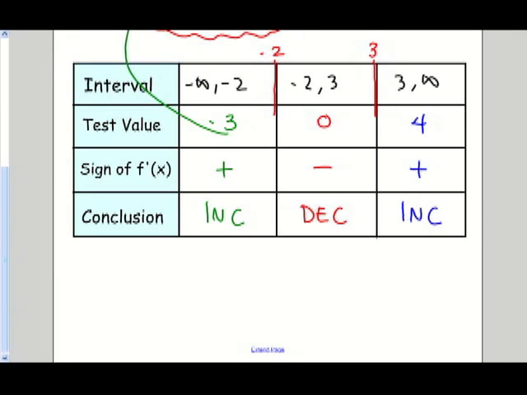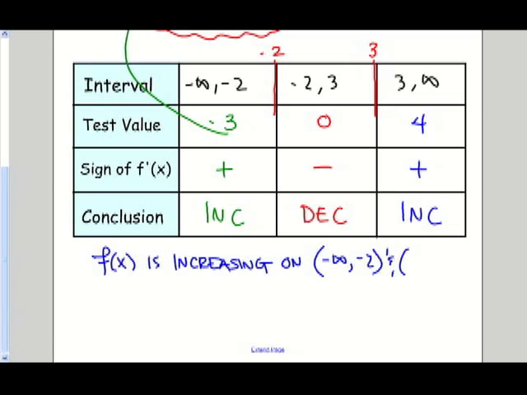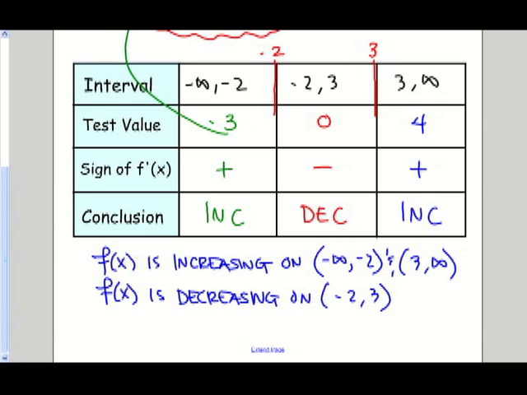So if I wanted to write that out, I could say that f of x is increasing on negative infinity to negative 2 and 3 to infinity. And I could say f of x is decreasing on the interval negative 2 to 3.